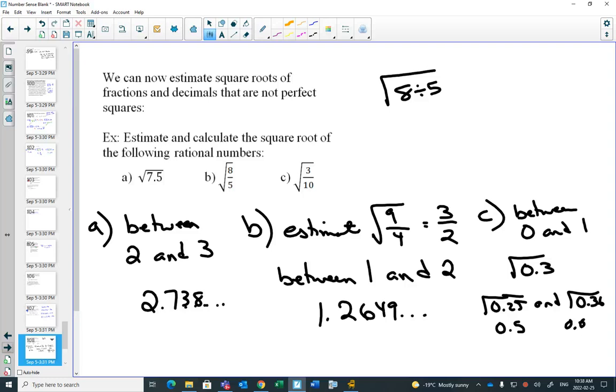Test on your calculator. Someone have the actual value for the square root of 3/10? 0.547 dot dot dot. Yes.